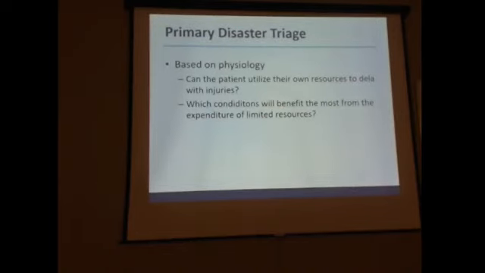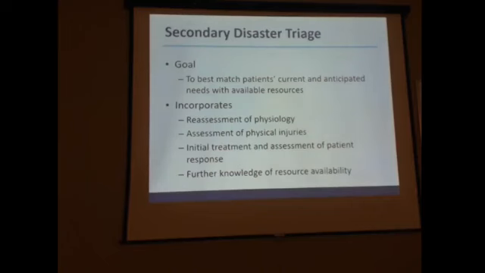So in that primary phase, what you're basically trying to ascertain is, does this person have the capabilities to take care of themselves while I take care of everyone else? And you're trying to figure out which people are going to benefit from the limited amount of resources.